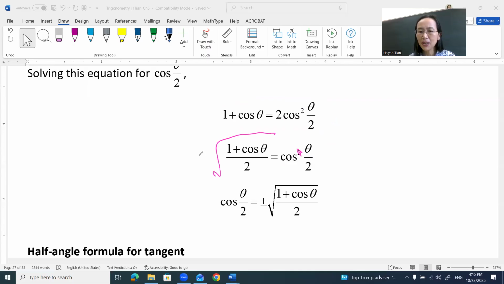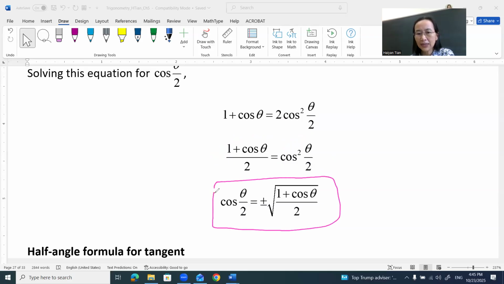So you can get either the positive or negative square root to decide the cosine of the half angle. Okay, so we get this formula: cosine of half angle is either plus or minus the square root of this quantity. So now we get a half angle identity. Whenever you want to calculate cosine of half angle, you can use this formula using cosine of the angle plus 1 over 2, and then take a square root.